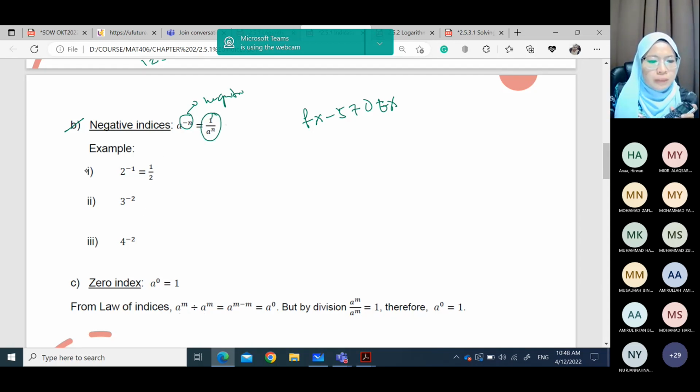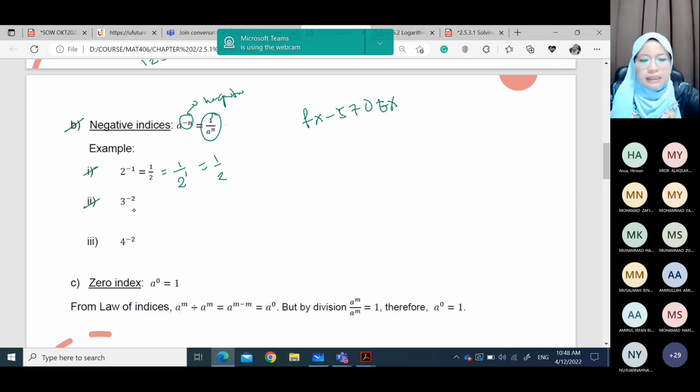Okay, so kita tengok contoh yang pertama. So kat sini kita ada 2 to the power of negative 1. So it is equivalent with 1/2. It is actually 1/2 to the power of 1. So 1/2 to the power of 1 is 1/2. So maknanya dekat sini semua nombor yang kuasa 1 dia akan dapat dibalik lah. Katakan 3 kuasa 1 is a 3. 3 kuasa 1 sama juga dengan 3.